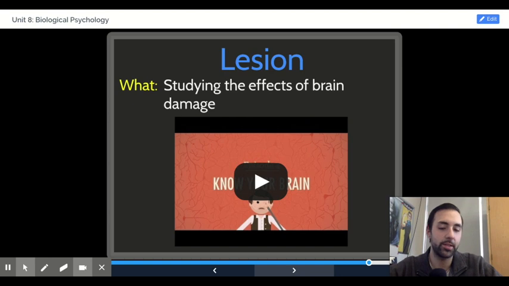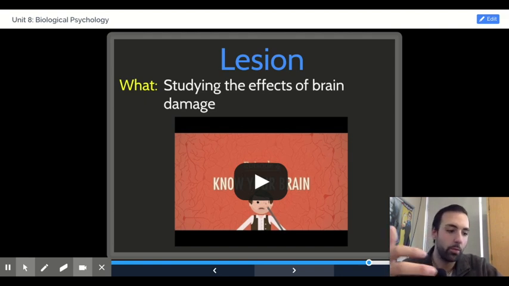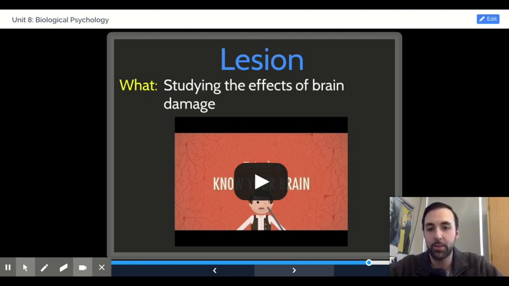It's called lesion. It's typically not going to be asked, what is a lesion? But you could see a question where Bob's temporal lobe is lesioned. What might you anticipate in regards to his behavior? Well, that question would require you to have at least a general understanding of the word lesion. It means for there to be brain damage.